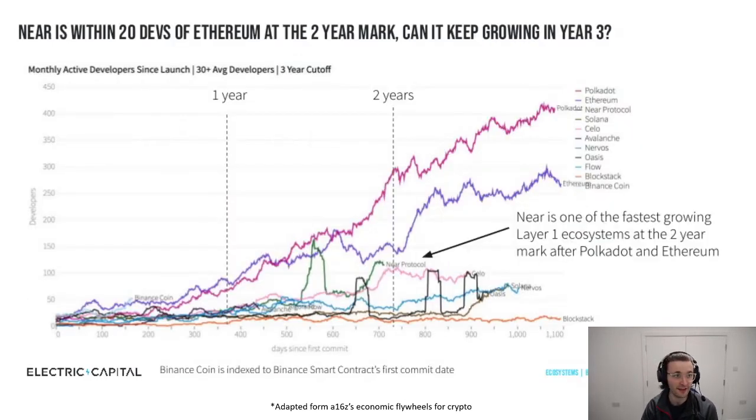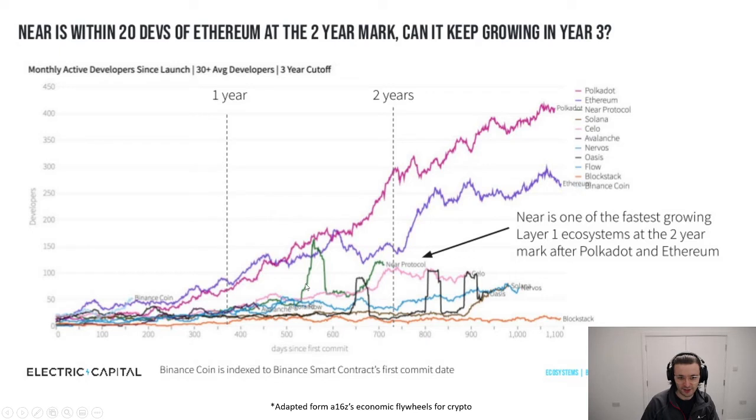In terms of how that is growing, Near is within 20 devs of Ethereum at the 2-year mark, and it'll be interesting to see. So Near is one of the fastest growing layer 1 protocols. As you can see, Polkadot is absolutely smashing it, and that's probably a bullish case for that. But Near is third highest here.